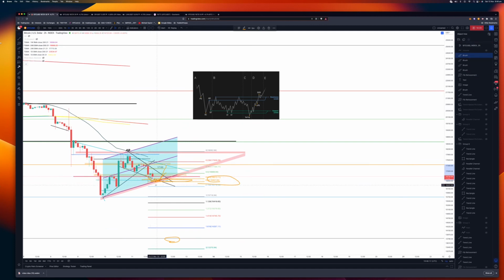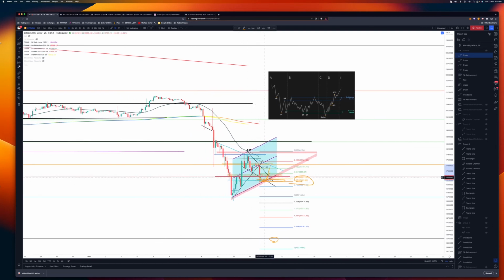If it fails that, it's going to be very difficult to see it coming back up and do this accumulation. It might just be a bear flag of some sort. But anyway, that's what I have.